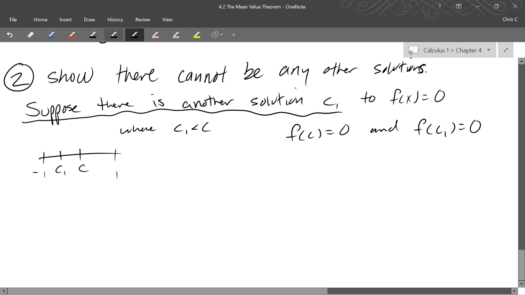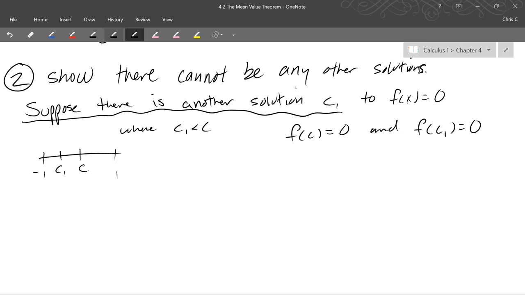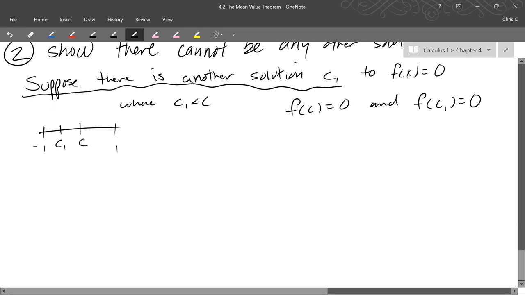Do we have a continuous function and differentiable? Yes. We've got both of those properties, so we can pretty much apply the mean value theorem. Now the question is, what interval do we apply it on? We are going to actually do the interval from C1 to C. It's a little bit strange, but we're going to focus on that interval right there.